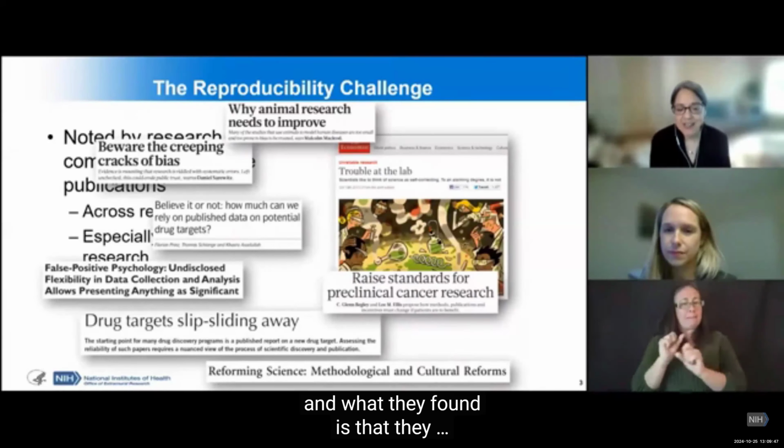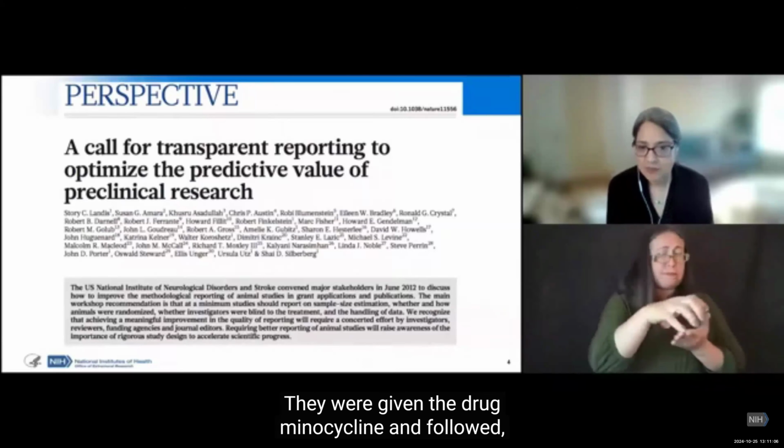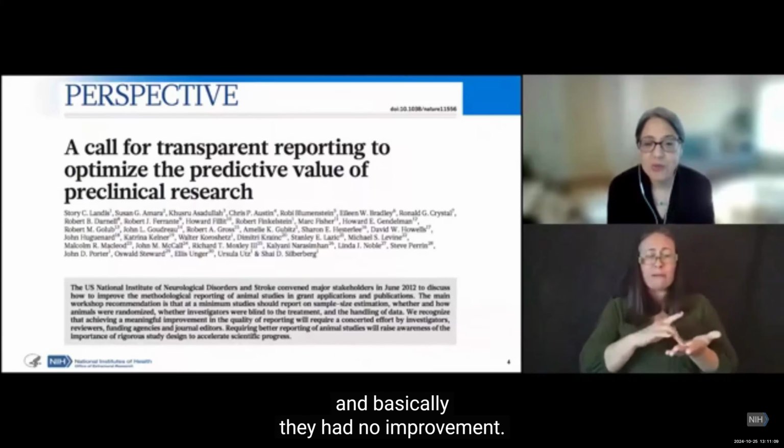Now, the NIH was actually concerned about this issue even before it came out in the media in 2011 to 2013. Around 2002, there were several studies conducted about a drug called minocycline. This drug was shown, in preclinical animal models, to increase survival of SOD1 mice, a model for ALS. Based on the preclinical data, NINDS funded a clinical trial and enrolled hundreds of patients. They were given the drug minocycline and followed, and basically they had no improvement, nothing happened.